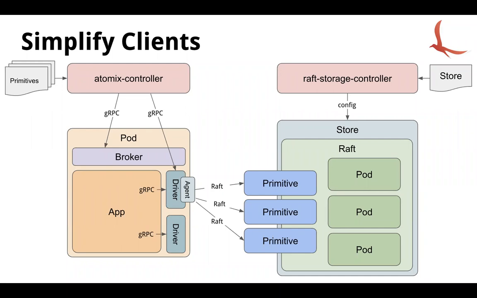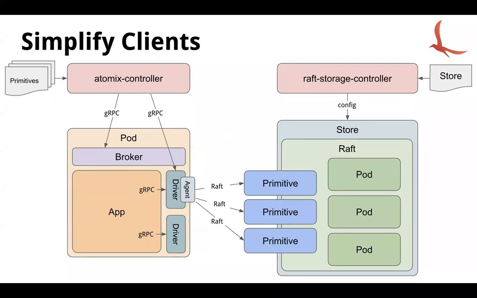Yeah. Because we know that each pod has a separate sidecar, we can basically treat what the sidecar sees as what the client sees. And so then the drivers implement the gRPC primitive APIs.